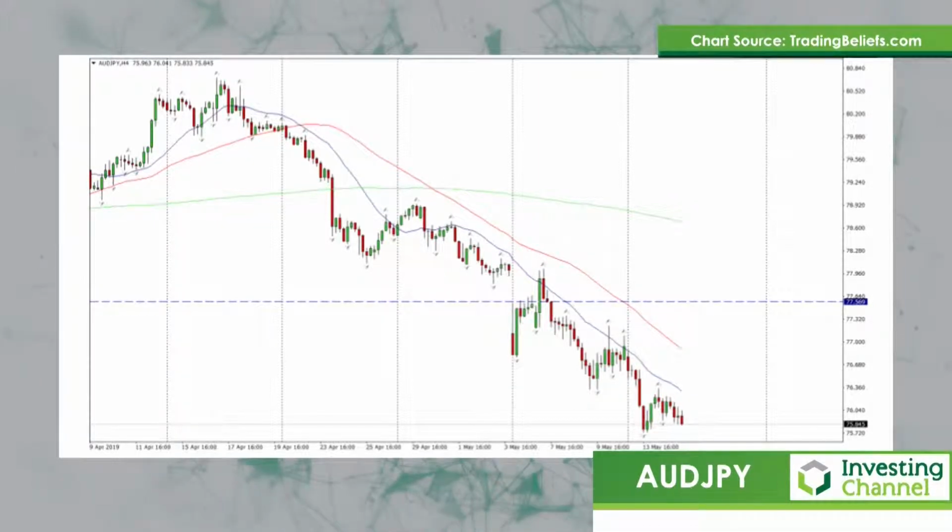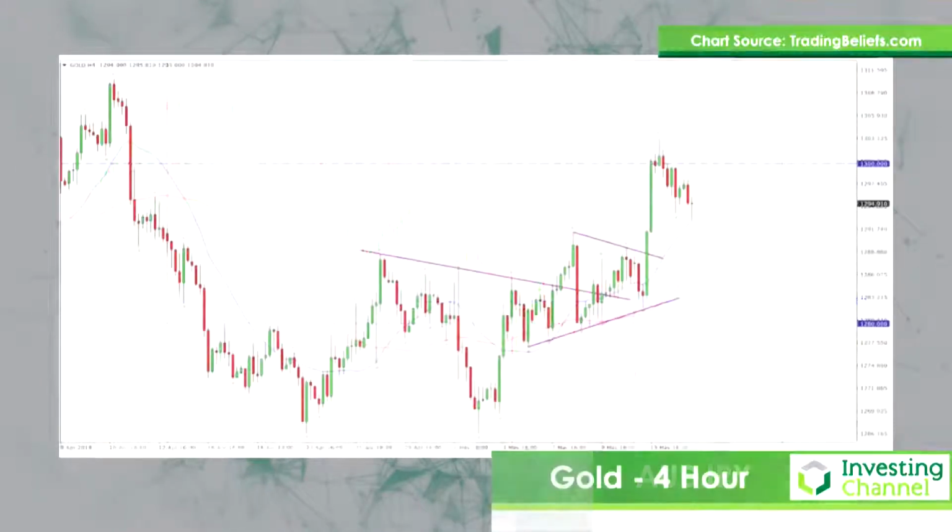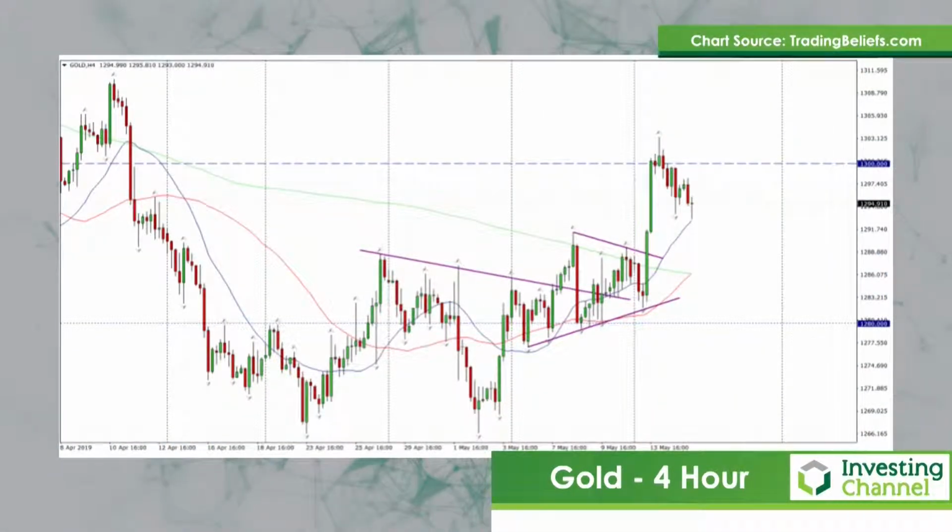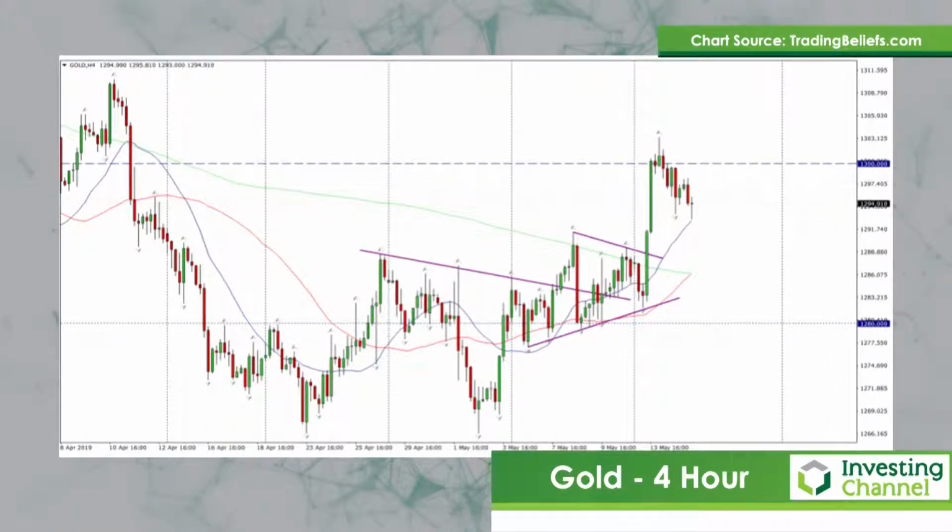So if we go on to my next chart, which is gold, here we are. This is once again a 4-hour chart on gold. Invariably, we normally see quite a big move into gold when the world starts to get a little bit hesitant, and what I saw there was effectively a double bottom pattern playing out on the 4-hour chart.